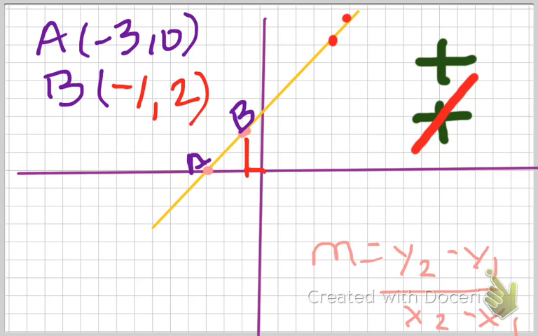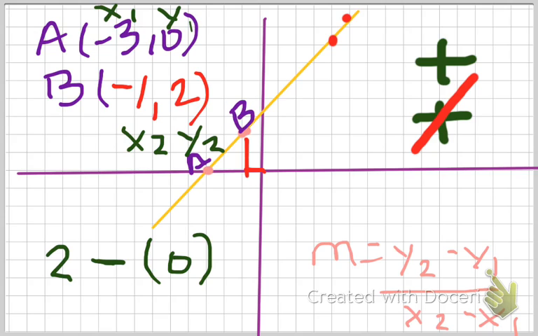Now all you have to do is use your formula. The way that I do this, I always label my ordered pairs, so I'm going to do that in green. This is x1, this is y1, this is x2, this is y2. Then you just use your formula. The formula says put y2 first, so you do 2 and then write the minus. And it says, what is y1? Y1 in this case is 0. I'm going to put that in parentheses for 0.